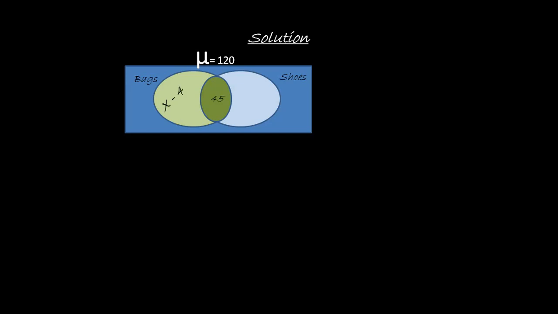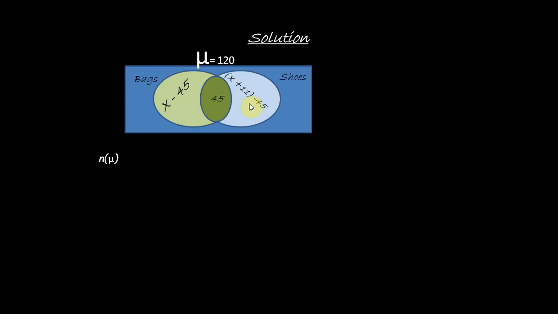So on the left hand side, we have the number of customers that bought bags, and we're putting x minus 45. While for shoes, we're putting x plus 11 minus 45. This is so because, from our question, the number of customers that bought shoes were more than the number of customers that bought bags by a certain number, 11. And that's why we're adding 11 to this expression.